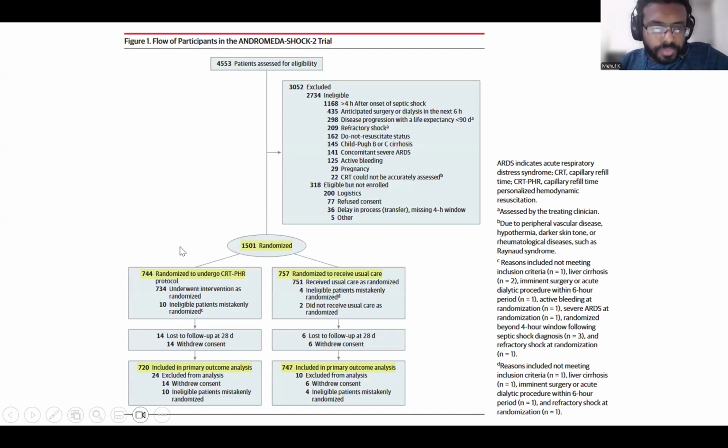Around 750 patients were allotted to each group, and if you look at it, very few patients were actually lost to follow-up, which is a strength of the study. Around 14 in one group and 6 in another were lost to follow-up, and a few other patients withdrew consent. So very, very little was lost to follow-up in this particular study.